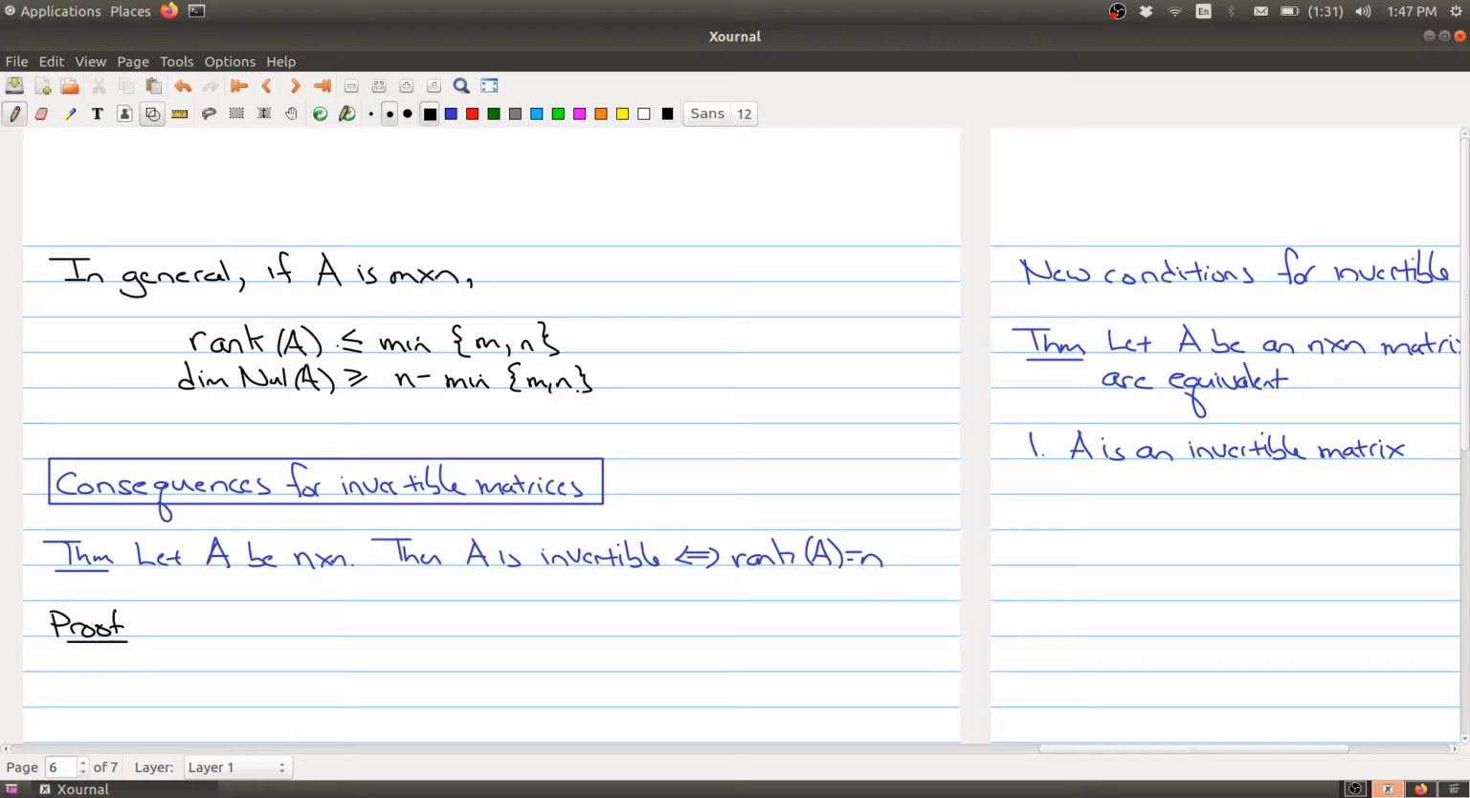This second one is of course quite interesting. If m is the smaller number and n is the bigger one, that means there is going to be something in your null space.